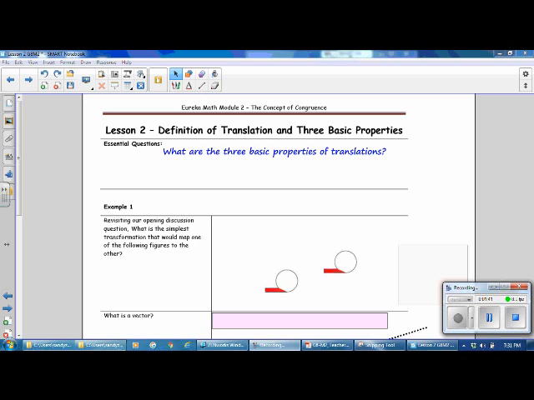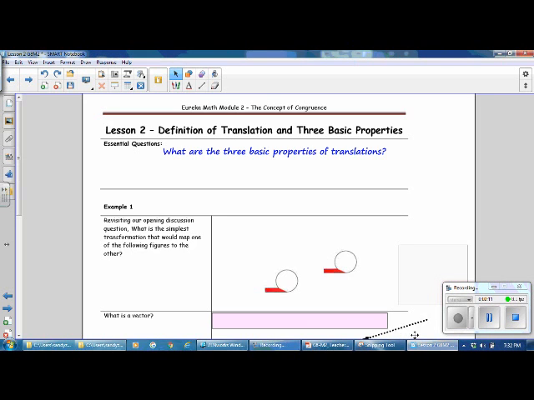Revisiting our opening discussion question from Lesson 1, what is the simplest transformation that would map one of these figures over the other? Taking a look at it, it's in the same general position where the red section is in the lower left-hand corner. So you might say that we slide it over. Let's talk a little bit more specifically using the vocabulary of a translation. When you want to translate an image, you need to use a vector.